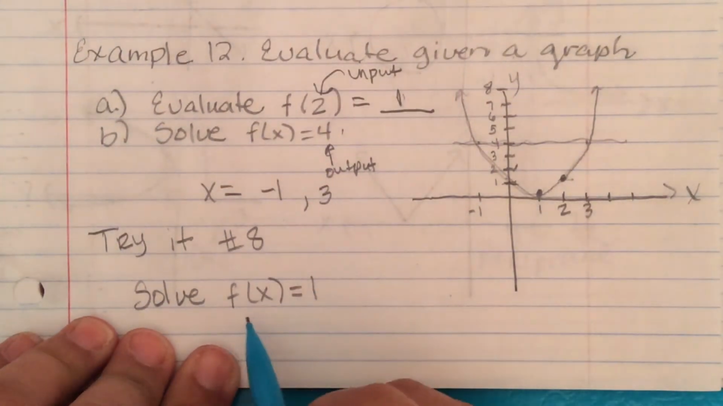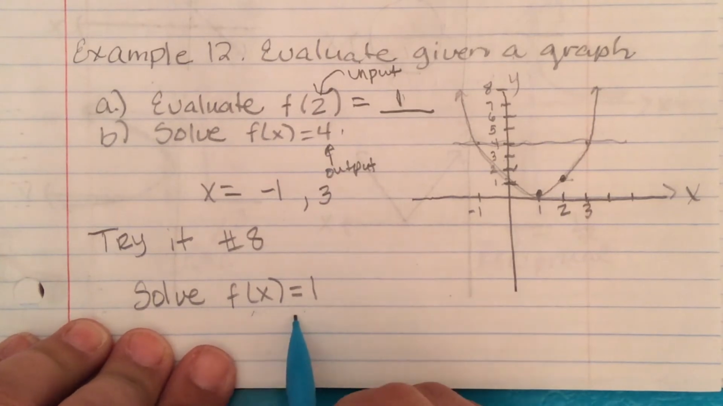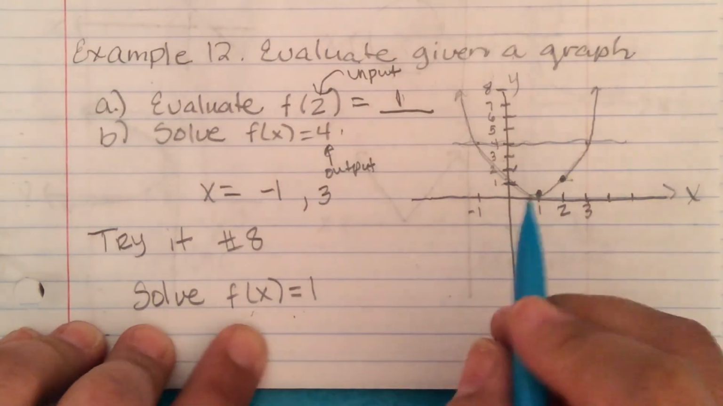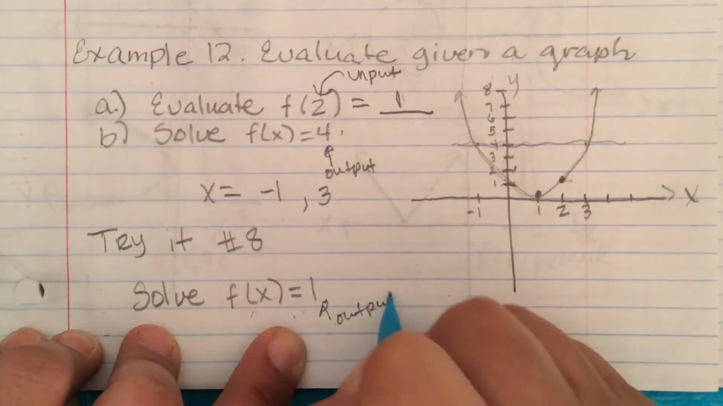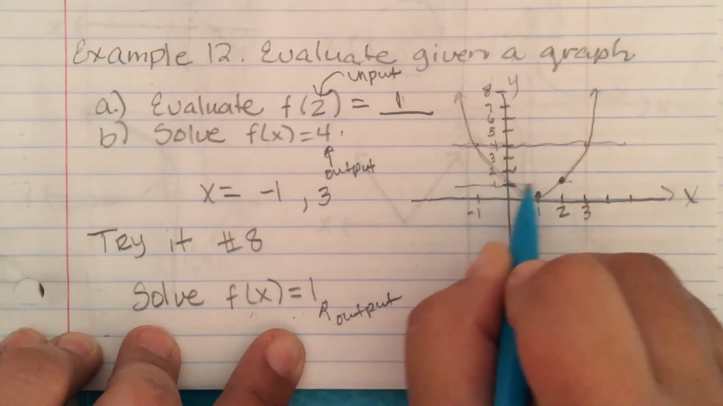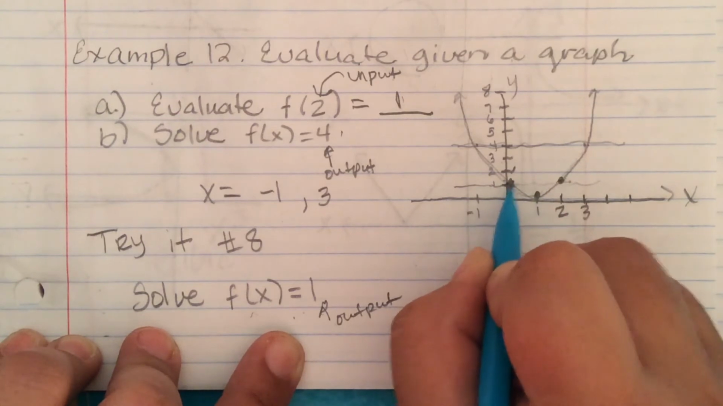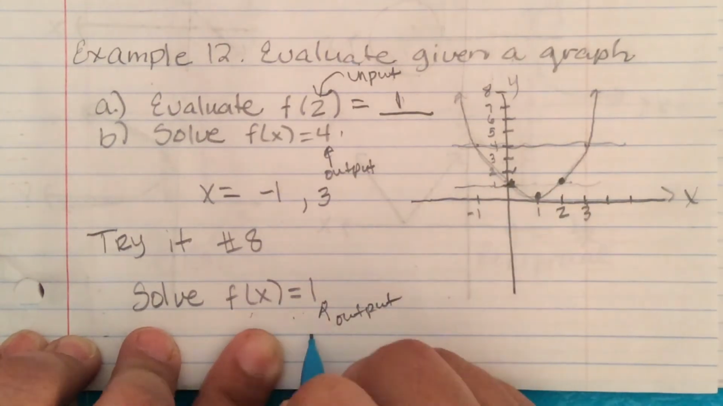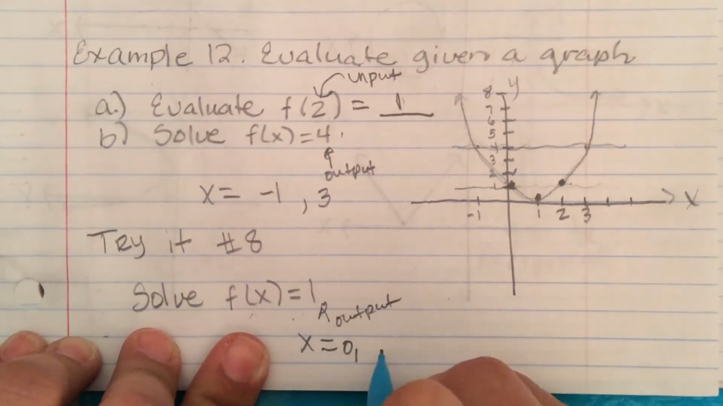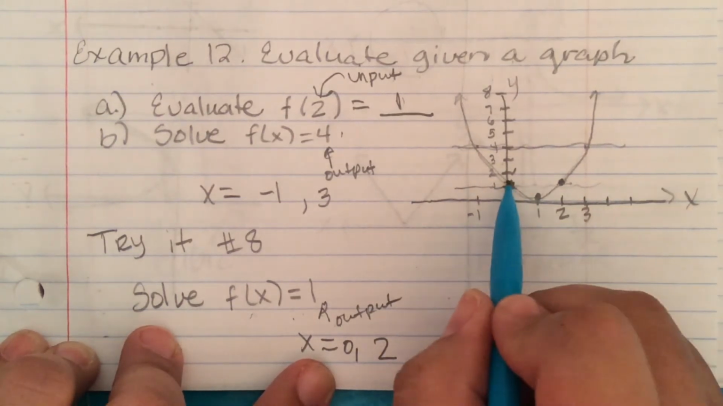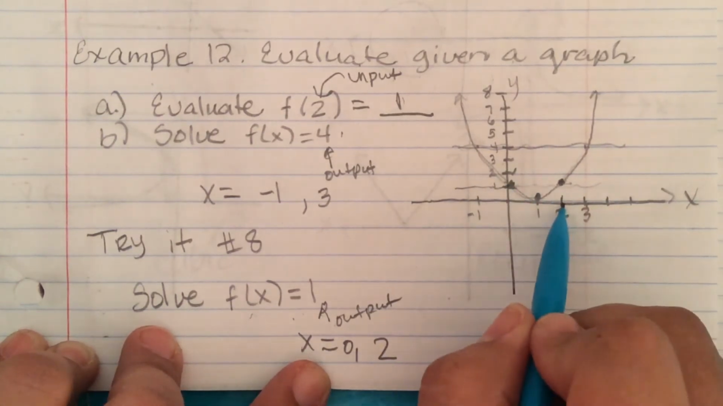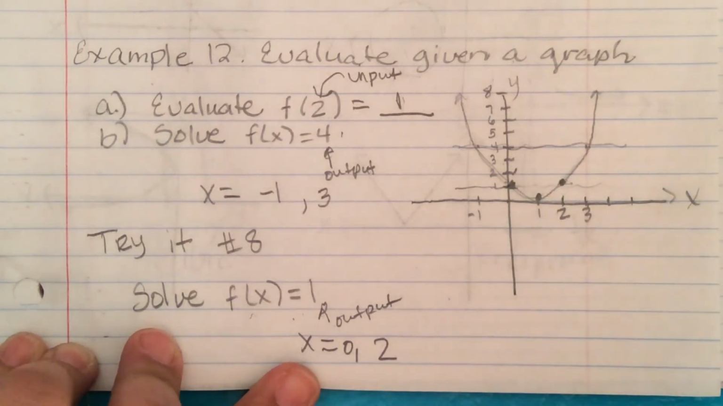And then this one says solve f of x equals 1. So that's your output. Okay, so it's right here. So you have it right here and right here. So x equals 0 and 2. So if your x is 0, then your output is 1. If your x is 2, then your output is 1 as well.